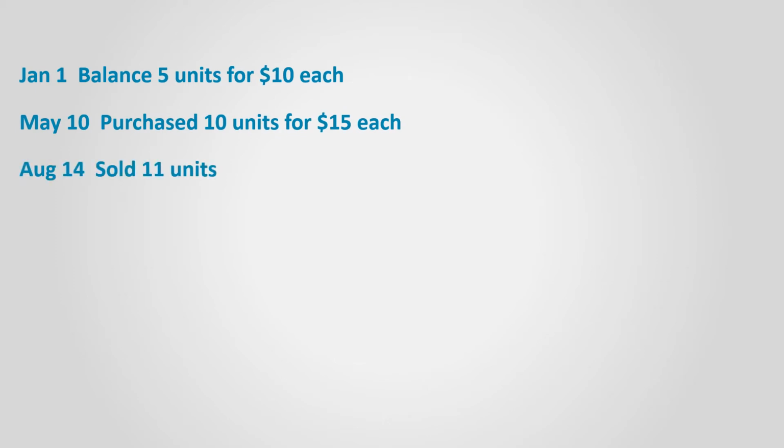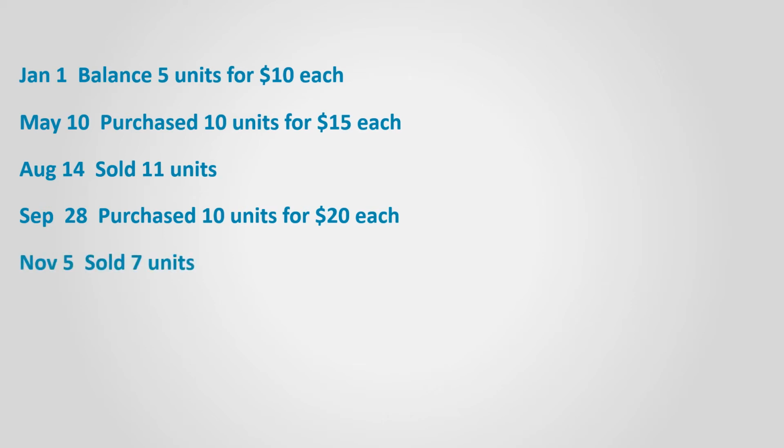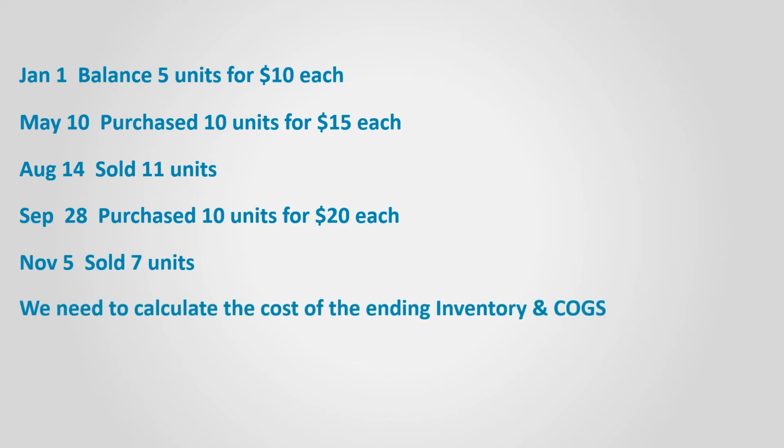Here is a summary. Beginning balance of 5 units for $10 each. On May 10, it purchased 10 units for $15 each. On August 14th, it sold 11 units. On September 28th, it purchased another 10 units for $20 each. On November 5, it sold 7 units and didn't do any further transactions regarding this product till the end of the period on December 31st.